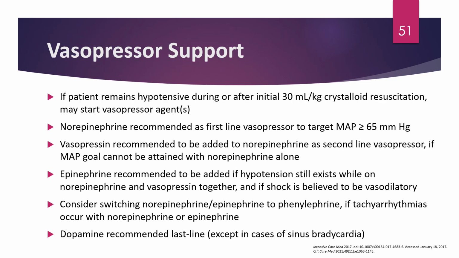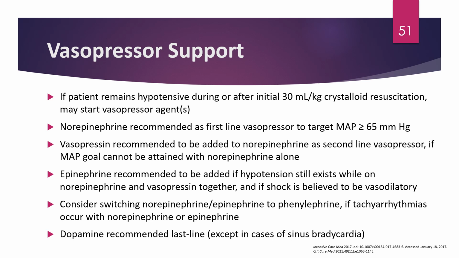Our vasopressor support is actually pretty protocolized in sepsis. So after you give that initial 30 mLs per kilo crystalloid resuscitation, at that point, you may start vasopressors. Now, the newer guidelines, the 2021 guidelines, actually make a statement and a push that even if during the first hour you're still hypotensive while you're giving fluids, you can actually start vasopressors then also. Our typical go-to for a first-line vasopressor is norepinephrine, and that's going to be our first one that we add on.